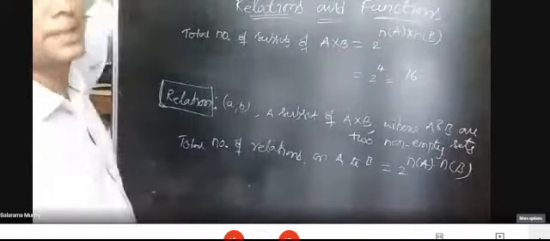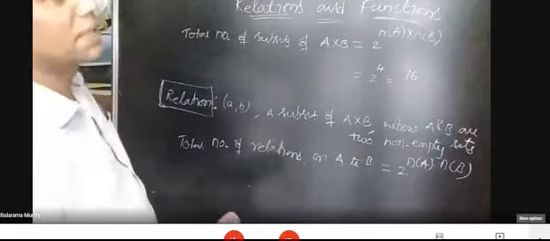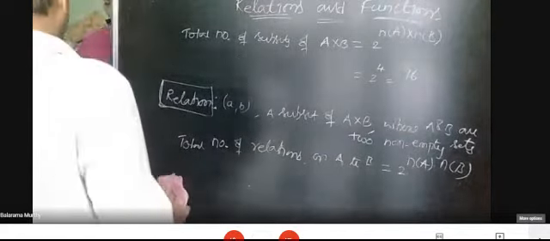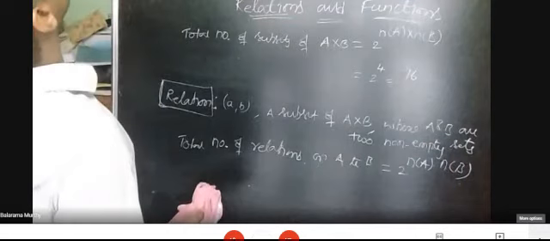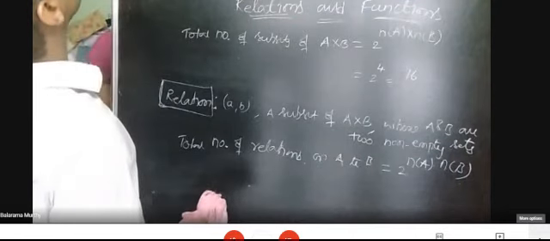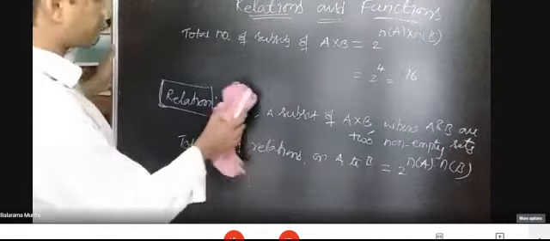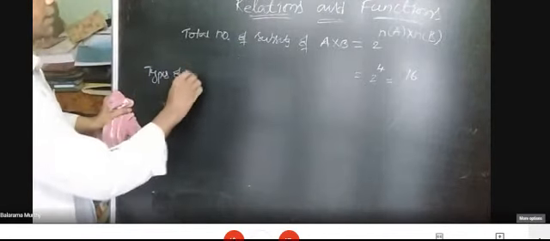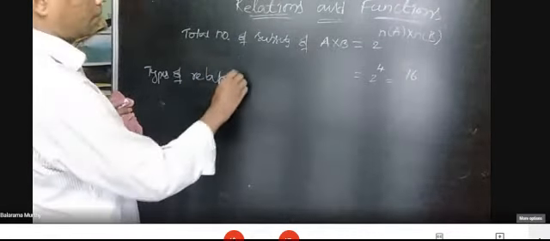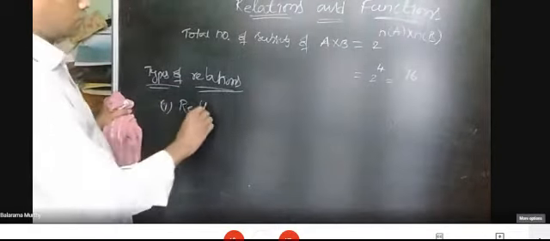Chetna, in your school they completed this part. Reflexive, symmetric, and transitive. Good, Chetna. Types of relations. First one is what? Reflexive.